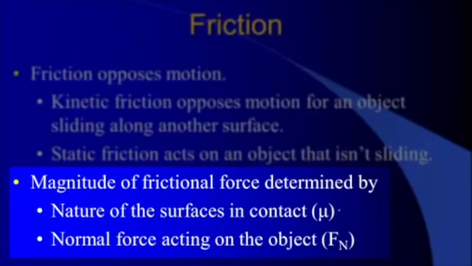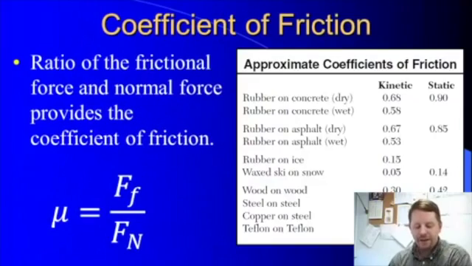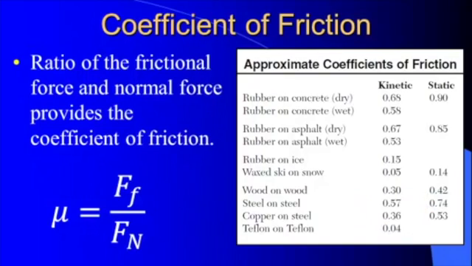We characterize that with this value known as mu, which we call the coefficient of friction. And secondly, the magnitude of the frictional force is determined by the normal force acting on an object, Fn. Now, the coefficient of friction we can find by taking the ratio of the frictional force divided by the normal force. It's an empirically determined value. And usually you can look up the coefficient of friction for different types of objects.